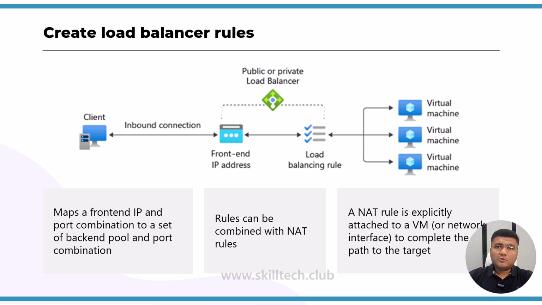When we do the configuration practically in the labs, we are going to configure a load balancer in which we create rules for the load balancing configuration. These rules can be combined with NAT rules also, so when you are dealing with network address translation rules, they can be combined with that. Based on that, you are going to have multiple virtual machines through which you want to do the load balancing. Also, they specify here that a NAT rule is explicitly attached to a virtual machine or a network interface associated with it, to complete the path to the targeted computer.